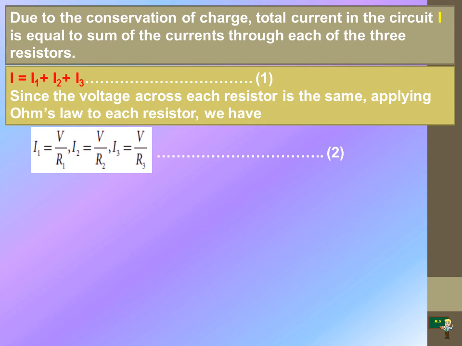Now due to conservation of charge, the total current in the circuit I is equal to the sum of the currents through each of the three resistors. Here we have I1, I2 and I3, and totally they are taken as I. Since the voltage across each resistance is the same, and applying Ohm's law, we get I1 is equal to V by R1, I2 is equal to V by R2, and I3 is equal to V by R3. Let us have this as equation number 3.